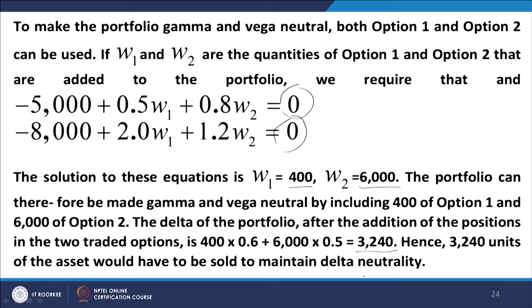Well, I simply take a short position in 3240 units of the underlying asset. That will make the portfolio delta neutral as well. So, what is that entire thing? I take a long position in 400 units of option 1, a long position in 6000 units of option 2 and a short position in 3240 units of the underlying asset. If I do this together with the original portfolio, the portfolio becomes delta, gamma and Vega neutral.